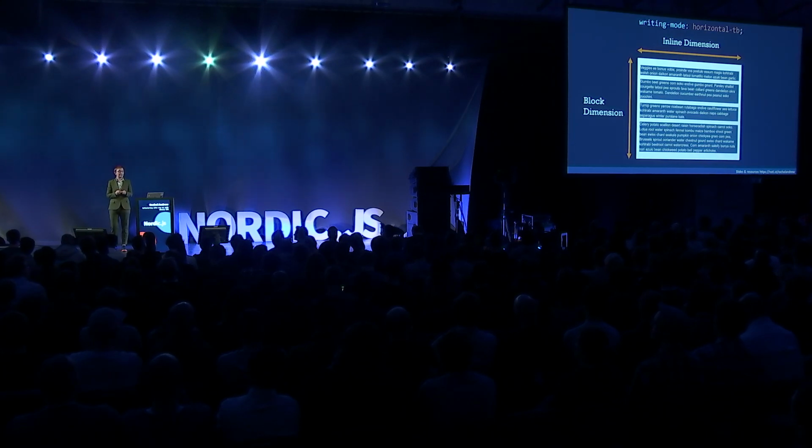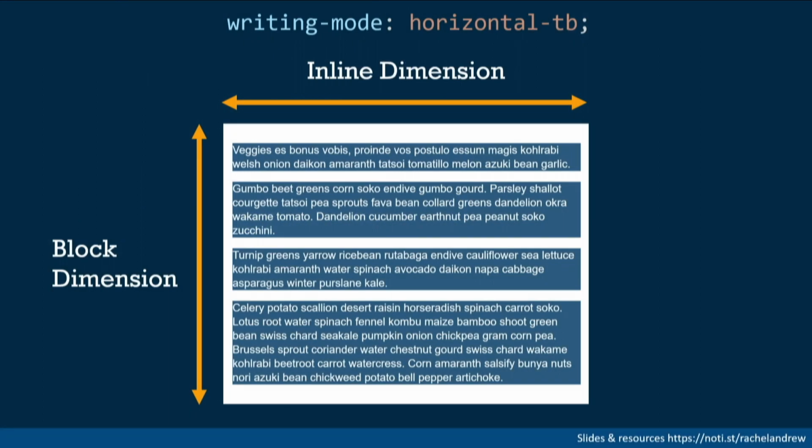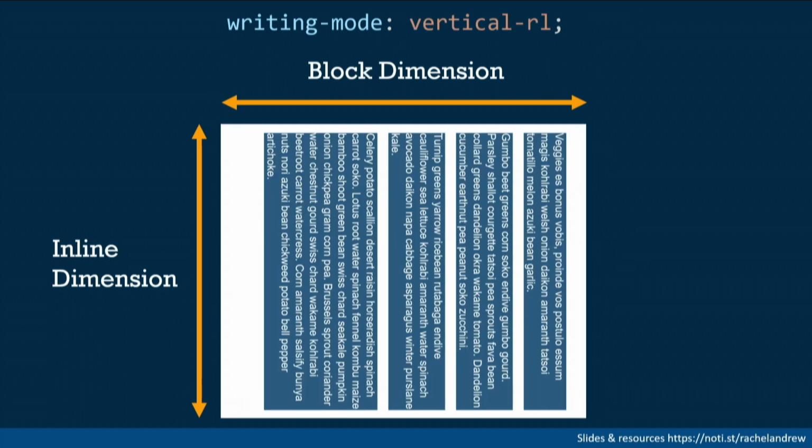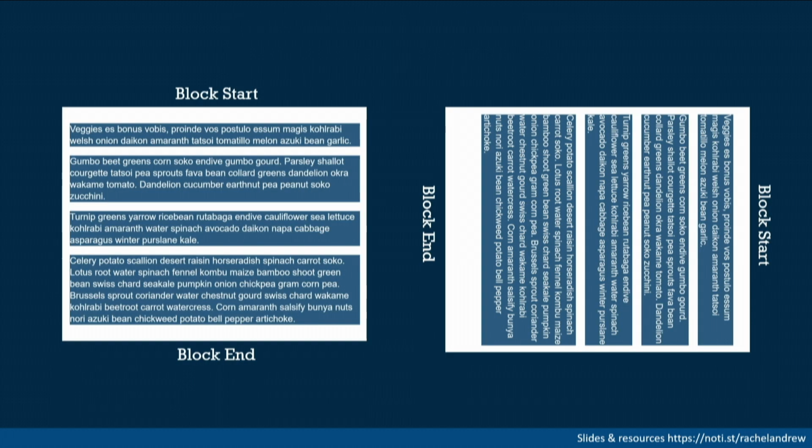So the block dimension is the direction in which blocks are displayed on the page. In English, which is written horizontally, blocks are displayed vertically, one below the other down the page. The inline dimension is the direction words run in a sentence. So in English, that's left to right horizontally. If we use a vertical writing mode, the block dimension is now running horizontally and the inline vertically.